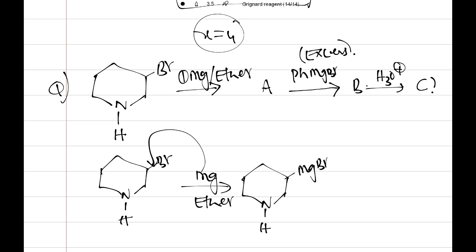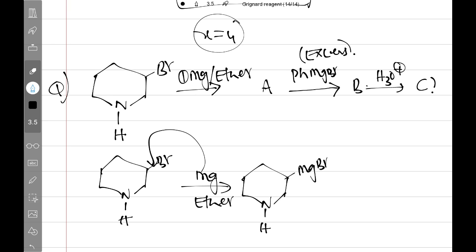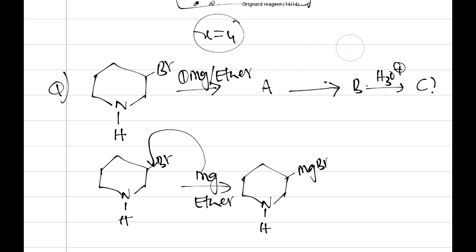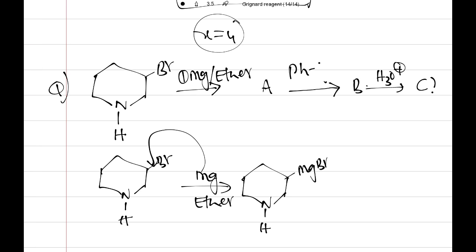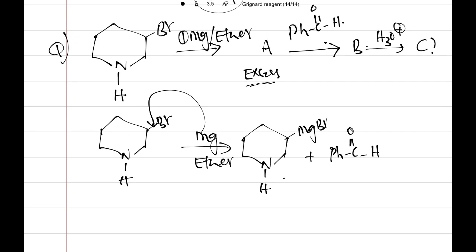Now this is reacting with, not this, sorry, PhMgBr, and this is PhC double bond OH. You should take this A in excess. Excess if I take, and it reacts with PhC double bond OH, and what is the product of the reaction?